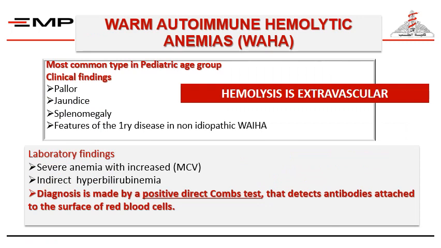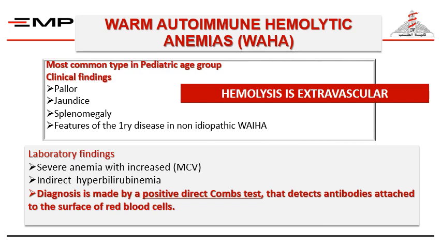As I said, hemolysis is extravascular. Usually there is pallor, jaundice, splenomegaly, and features of the primary disease. Anemia in warm autoimmune hemolytic anemia is usually associated with increased mean corpuscular volume due to increased reticulocyte count, indirect hyperbilirubinemia, and there is a specific test called Coombs' test, a direct and indirect Coombs' test.